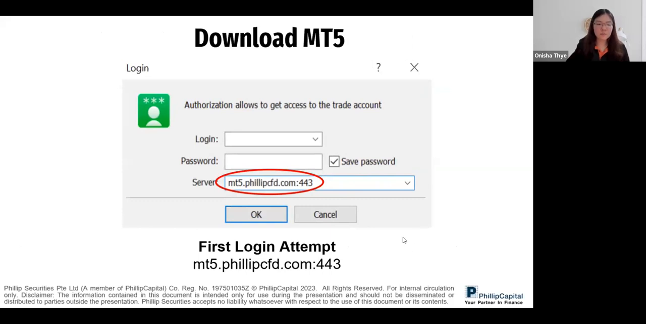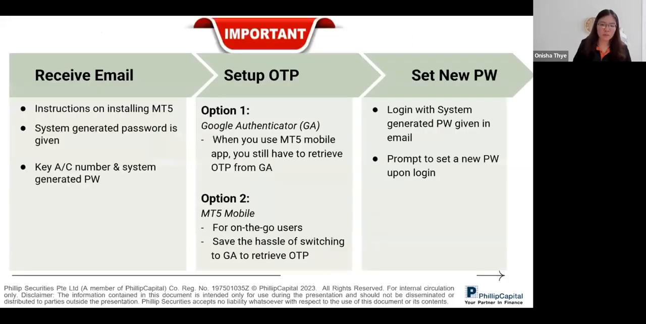Now the most important thing is for you to set up your OTP. Once you sign up for your MT5 account, you'll receive an email with instructions on installing MT5, where there's a system generated password for you. You need to key in the account number and the system generated password. Then it will prompt you to set up the OTP, where you can use either Google Authenticator or your MT5 mobile.